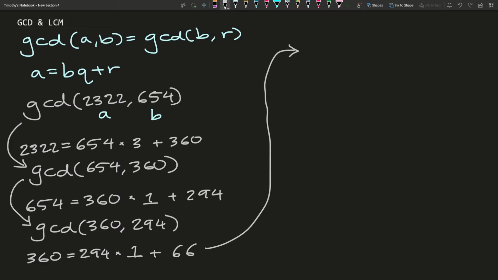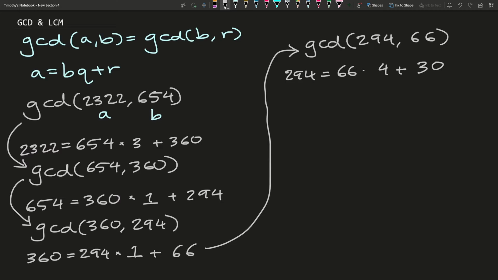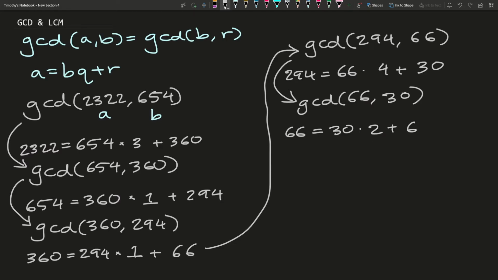Okay, now let's take this even further. This GCD is the same thing as the GCD of 294, that's our B, and 66. Now we can say 294 is equal to 66 times some number plus another number, and that number is 4 and 30. Then this GCD is the same thing as the GCD of 66 and 30. And 66 is equal to 30 times some number plus some other number, and in this case it would be 2 and 6.